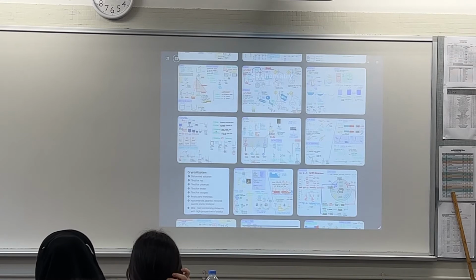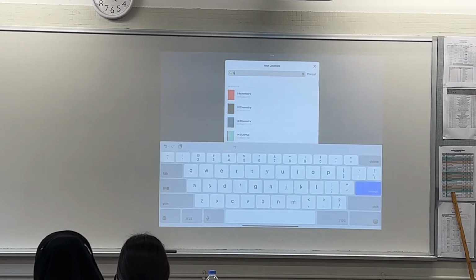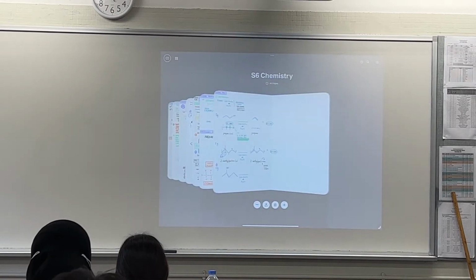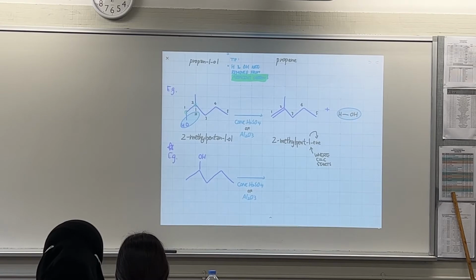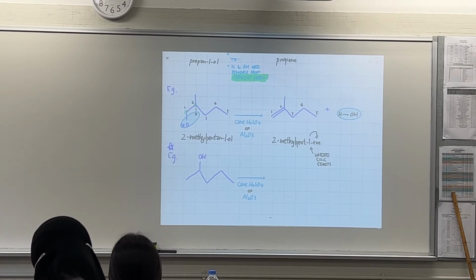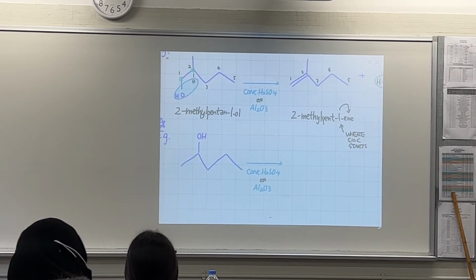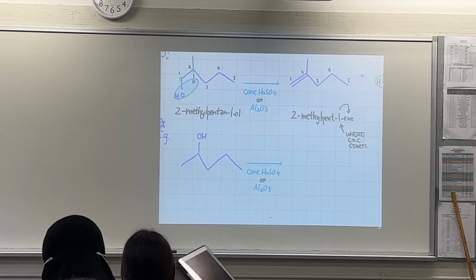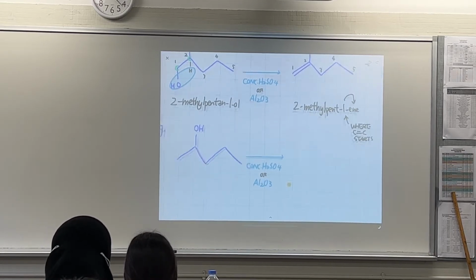Last time, let me go back to S6. Yeah, so we stopped at this question. Have you figured out the answer to this question? Dehydration. Yeah, so dehydration of alcohol. How many products can you get from the dehydration of this compound? Any answer? Three. Okay. Maybe you already know what the tricky thing is about this question.